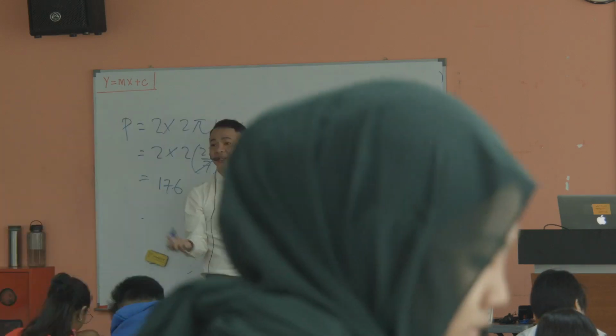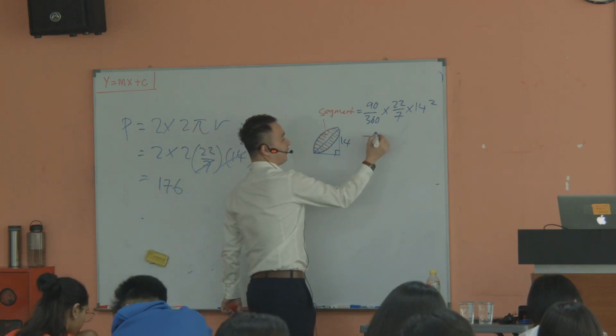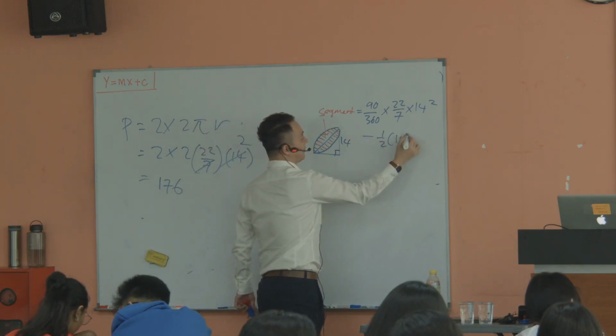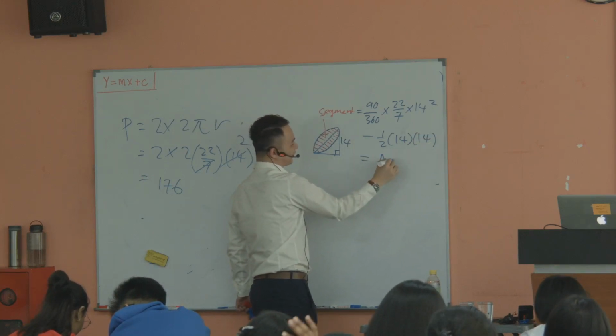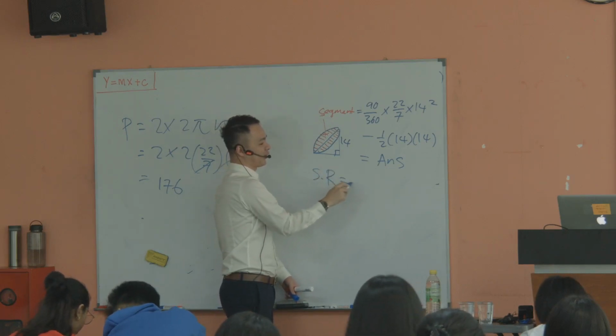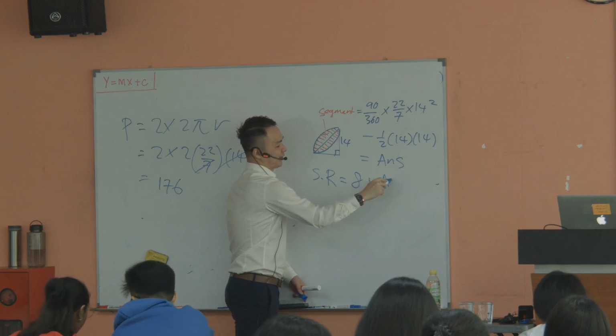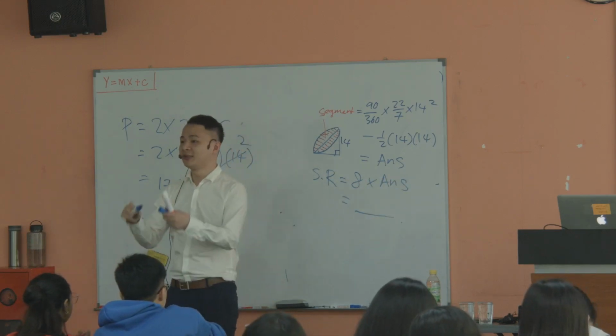90 degree, right? Triangle should be very easy. Half times base times height. Half minus half times base times height. You will get an answer after you type in the calculator. So the shaded region equals 8 multiply your answer here. And then you will get the final result.